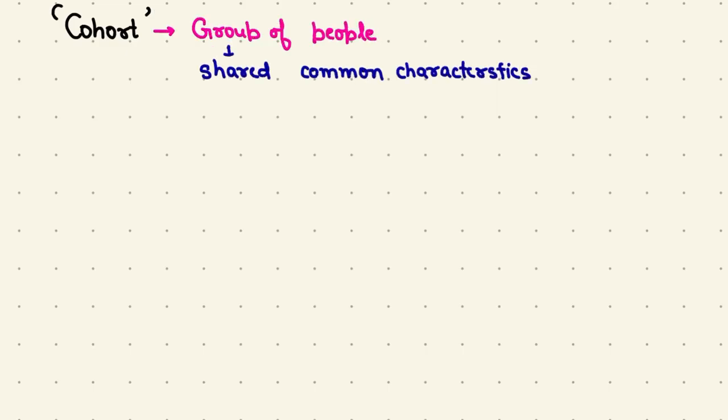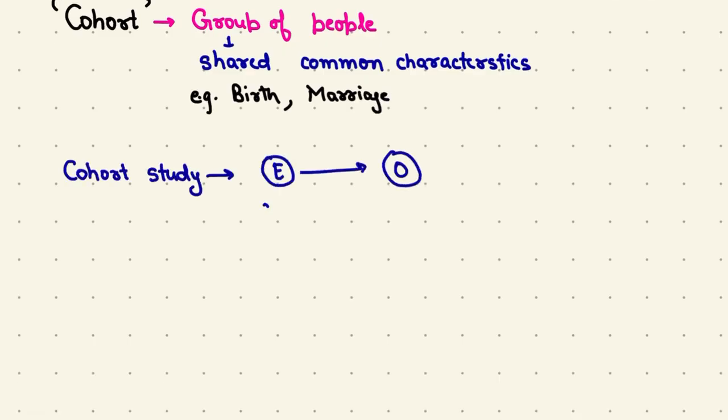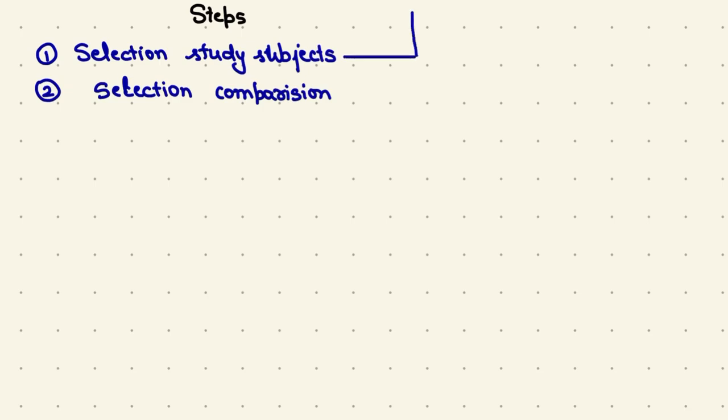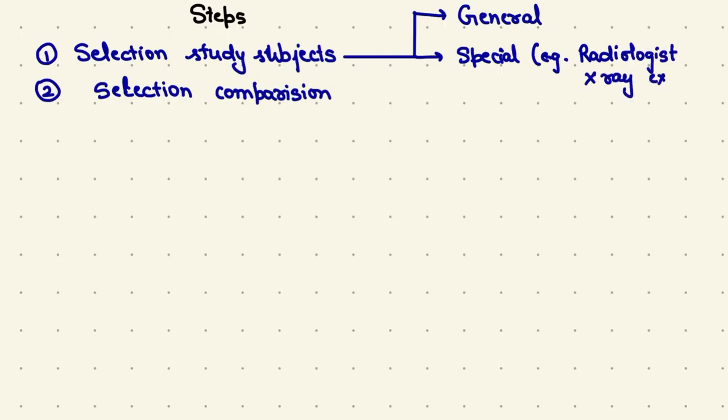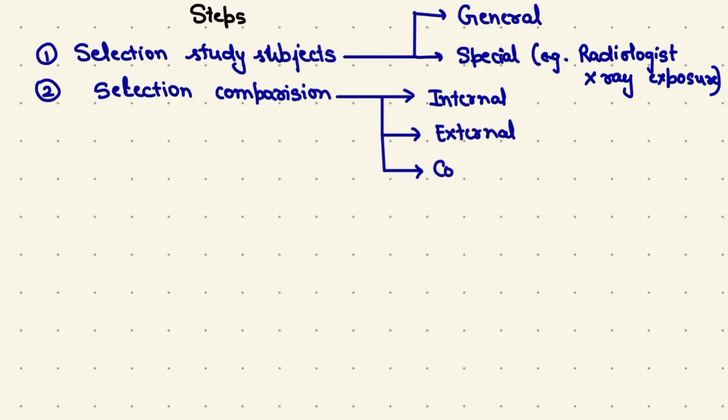So now let's talk about the cohort studies. So cohort means group of people who share a common characteristics. Examples are birth cohort and marriage cohort. In cohort study, we study from exposure to outcome, cause to effect. And major steps of cohort study are selecting the study subjects and comparison. Study subjects can be general or special. For example, radiologist from X-ray exposure. Comparison can be done from internal comparison, external comparison, and comparison with general population.